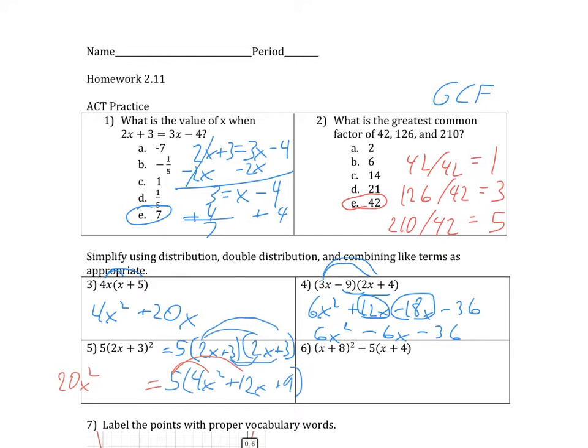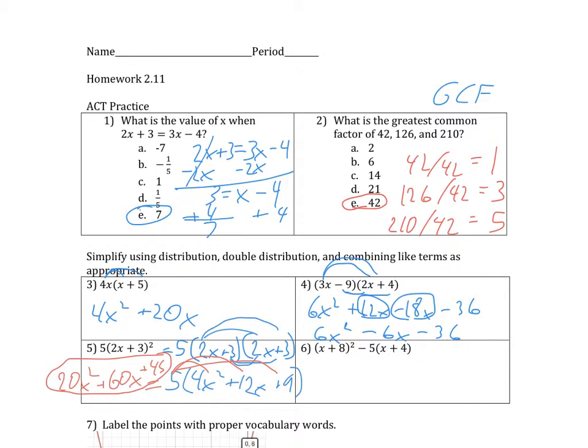5 times 12x would be 60x. And finally, 5 times positive 9 back there would be a 45. And that is my final answer, 20x squared plus 60x plus 45. It's possible that you could have done that in somewhat different order and still got the same answer as me.